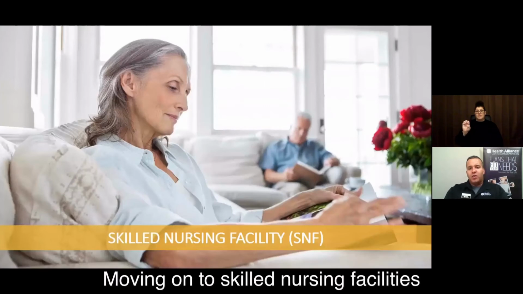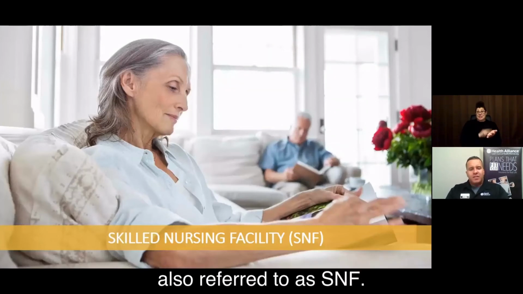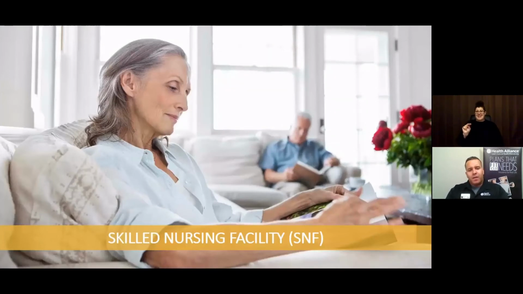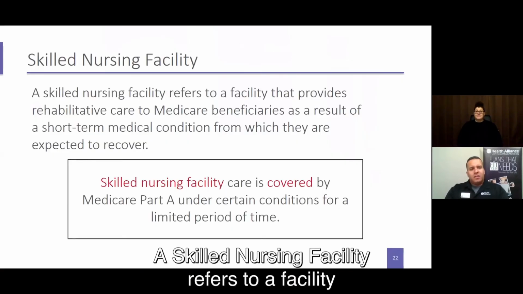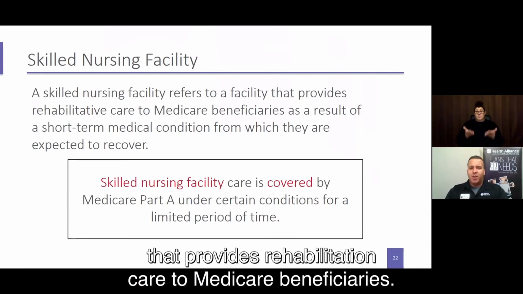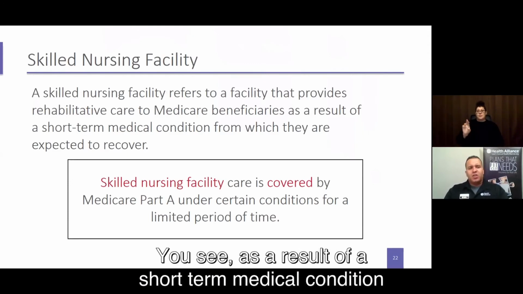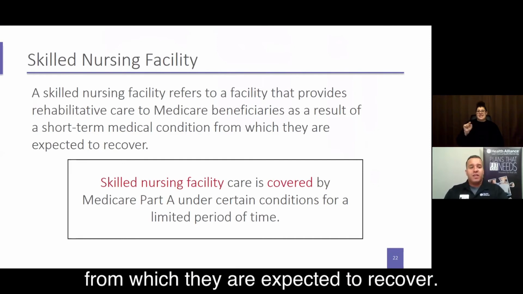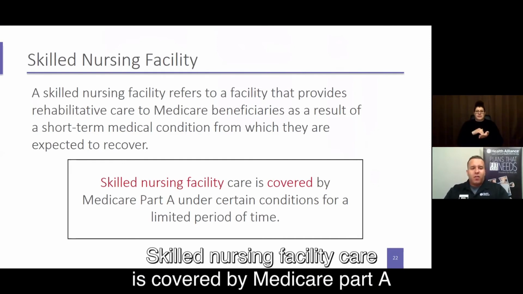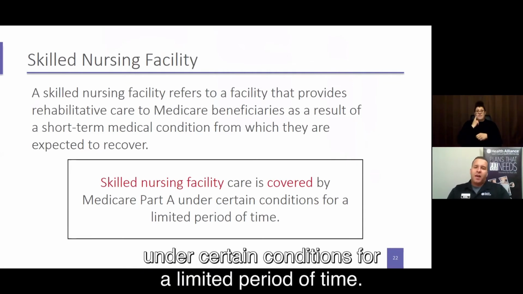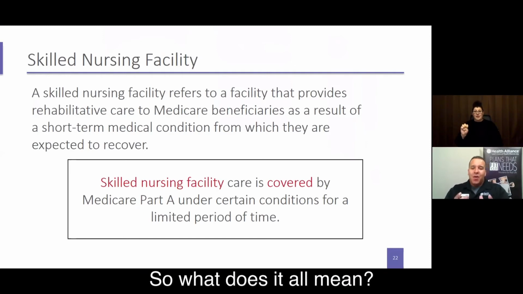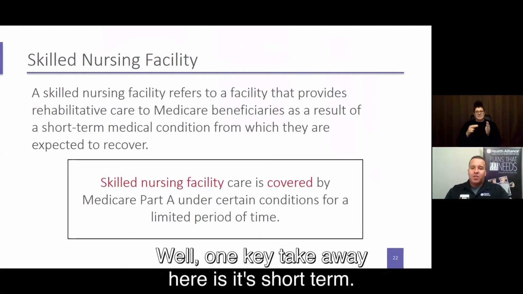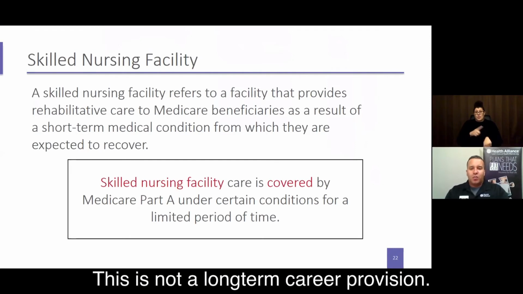Moving on to skilled nursing facilities, also referred to as SNF. A skilled nursing facility refers to a facility that provides rehabilitation care to Medicare beneficiaries, you see, as a result of a short-term medical condition from which they are expected to recover. Skilled nursing facilities care is covered by Medicare Part A under certain conditions for a limited period of time. So what does that all mean? Well, one key to take away here is it's short-term. This is not a long-term care provision.